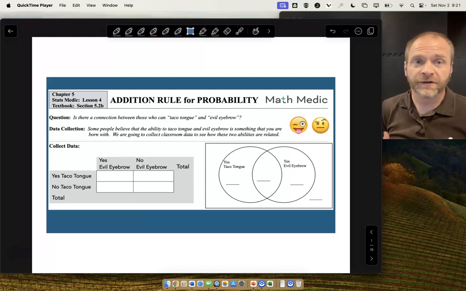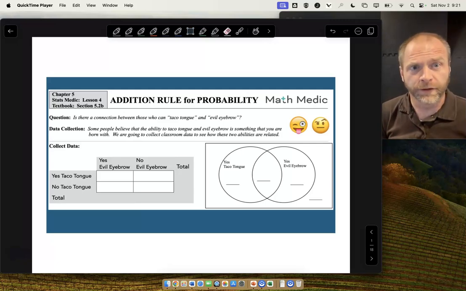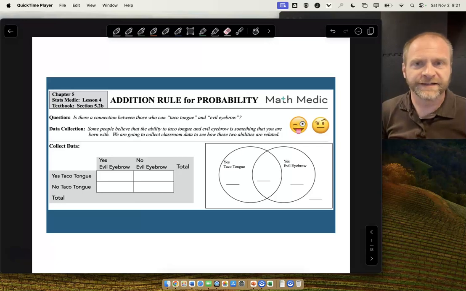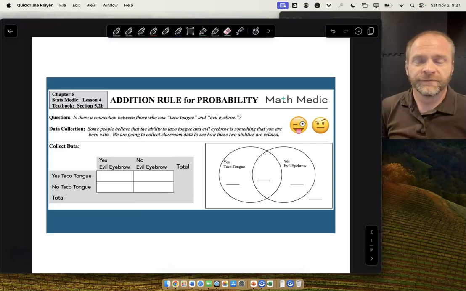Can you taco tongue is can you create a taco with your tongue? And can you evil eyebrow, which of course Ms. Rainsberg can. So can you taco tongue or evil eyebrow? We're going to collect that data. So let's go ahead and get started.